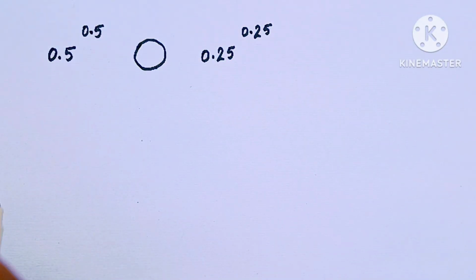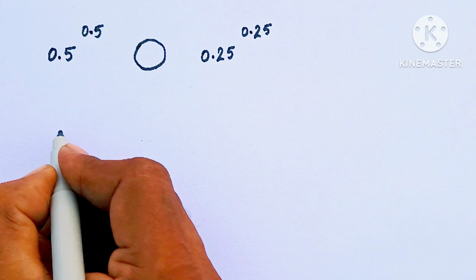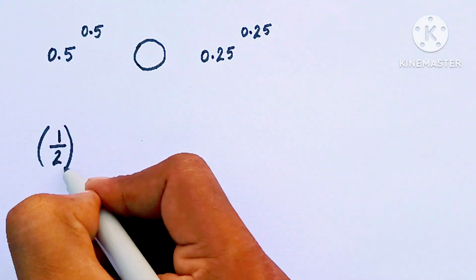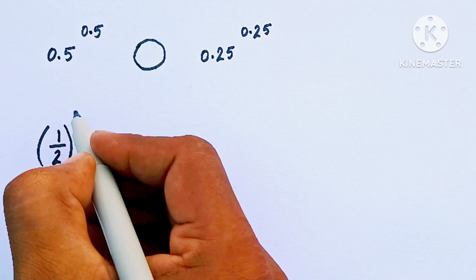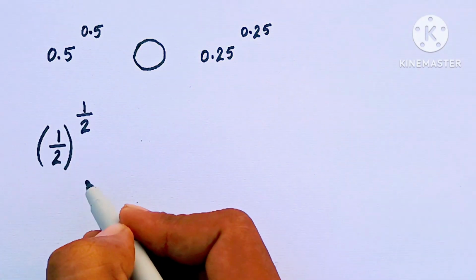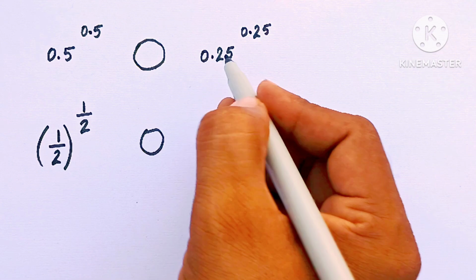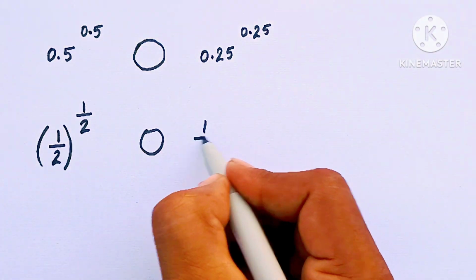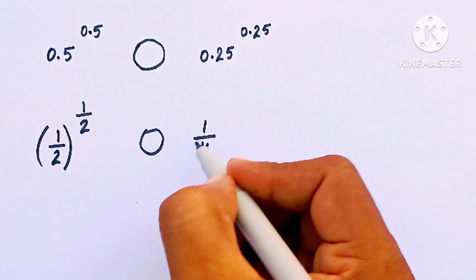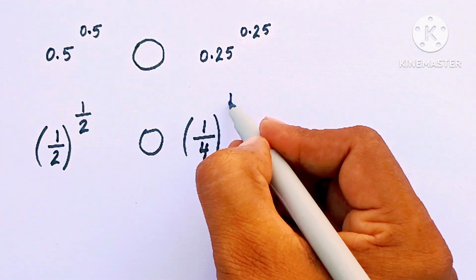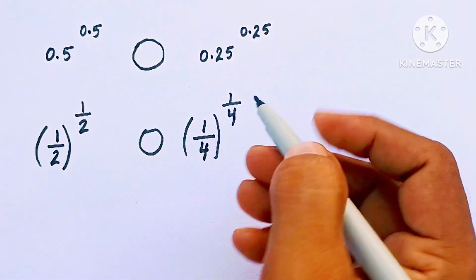Let's solve it. Here 0.5 can be written as 1 upon 2. Similarly, we have 0.5 as 1 by 2. And on the right side, we have 0.25. I can write 1 by 4 for 0.25. Similarly, we have the value for 0.25 as 1 by 4.